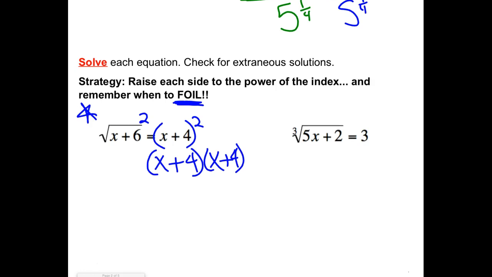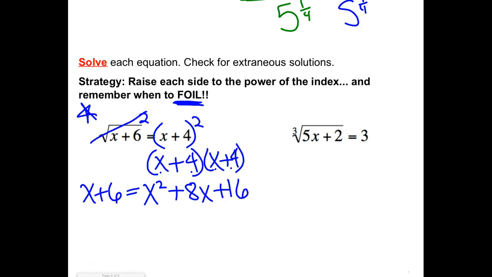And when I do that, I have x times x, which is x squared. Guys, I'm going to do this in one step. I have x times 4, which is 4x, and I have 4 times x, which is 4x. So when I add those together, I'm going to have 8x. Okay? And then I have 4 times 4, which gives me 16. On our other side here, all of that cancels. So all I'm left with is x plus 6.